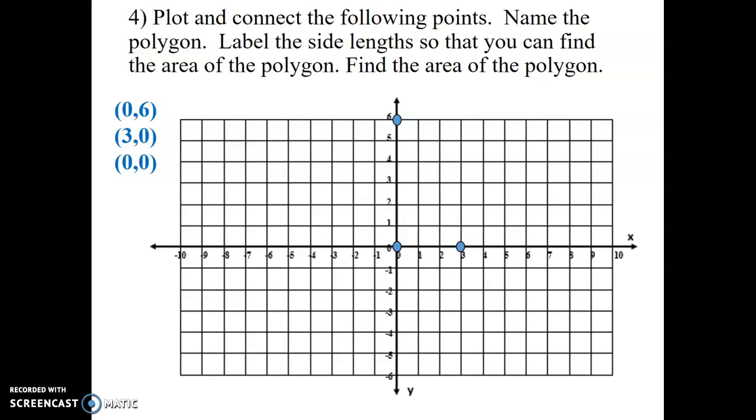Let's try another one. Let's plot these 3 points, connect them, and what do we have here? We've got a special triangle. We've got a right triangle. So when I want to find the area of that triangle, I need to know the base and the height. So my base is 3, my height is 6. I know I'm going to have to multiply 6 times 3 and then divide that by 2, which makes this right scalene triangle have an area of 9 square units.